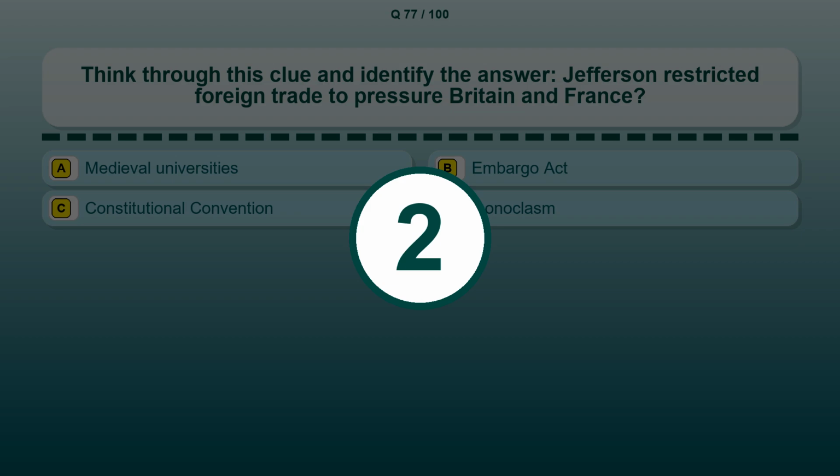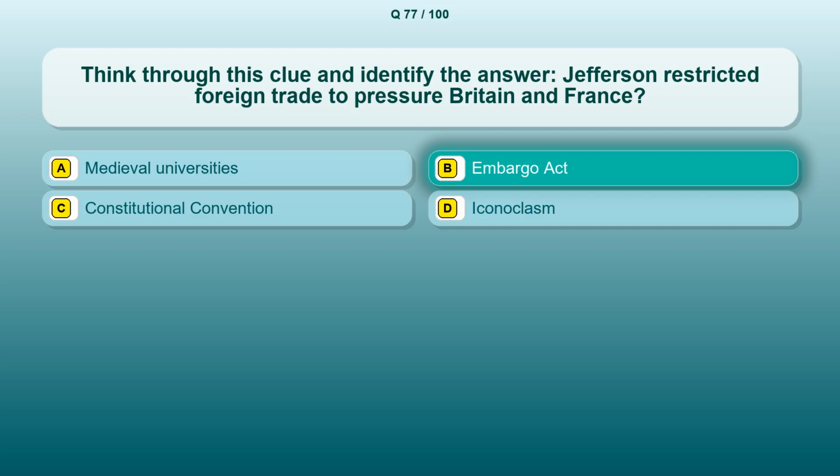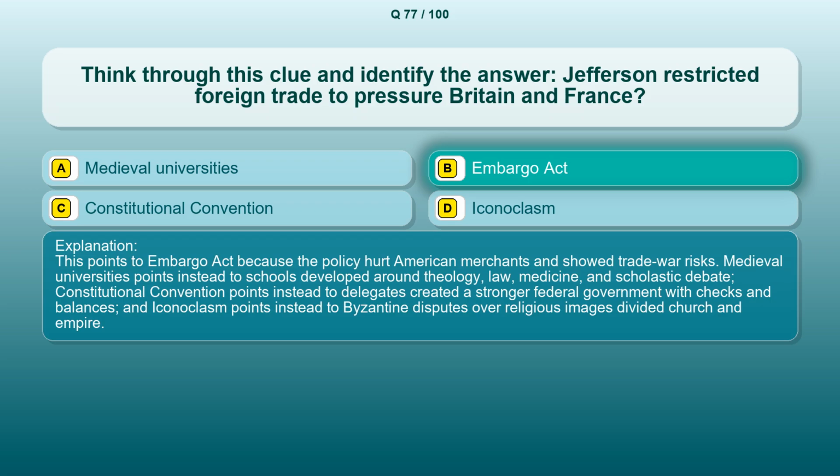The correct answer is option B, Embargo Act. This points to Embargo Act because the policy hurt American merchants and showed trade minus war risks. Medieval universities points instead to schools developed around theology, law, medicine, and scholastic debate. Constitutional Convention points instead to delegates created a stronger federal government with checks and balances, and Iconoclasm points instead to Byzantine disputes over religious images divided church and empire.